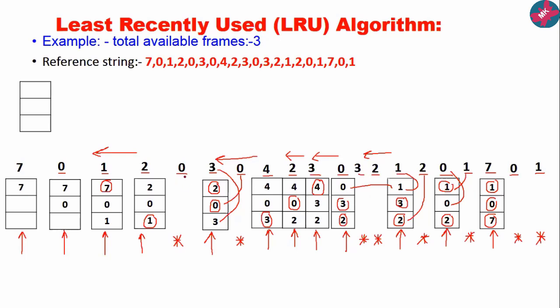Now let us calculate the page faults. So page faults are 1, 2, 3, 4, 5, 6, 7, 8, 9, 10, 11, 12. So page faults are 12. And what about page hits? 1, 2, 3, 4, 5, 6, 7, 8. So page hits are 8. So this is how the least recently used algorithm works.